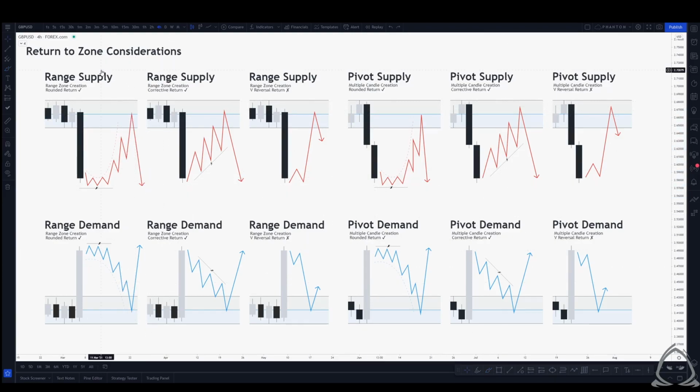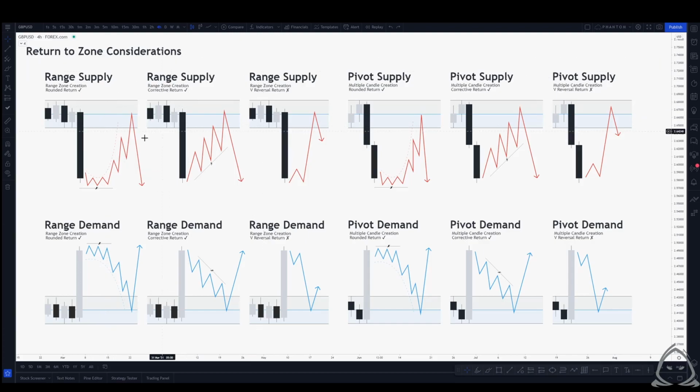And that pretty much sums up the return to zone considerations. It's definitely something to be very mindful of because, as I've stressed in the previous videos, we are waiting for price to return to these zones, and how it returns to that zone is incredibly important. So it's important how the zone is created and how you're looking to map that zone, but it's even more important to consider how price is actually returning to the zone that I'm looking to enter on.